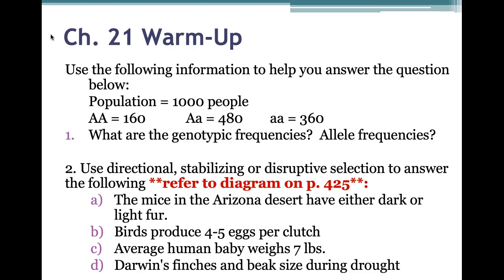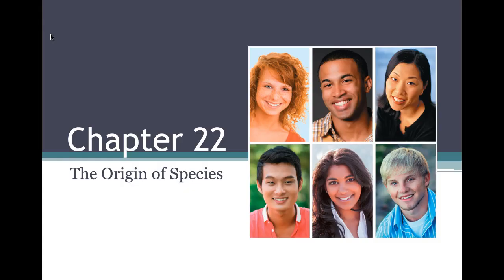Now that I gave an example using mouse fur and the different types of selection, utilize the ideas that I just said and apply it to the scenarios at the bottom. So letter A, B, C, and D. Each of those are types of natural selection. See if you can figure out, based on what I just said, which is which.